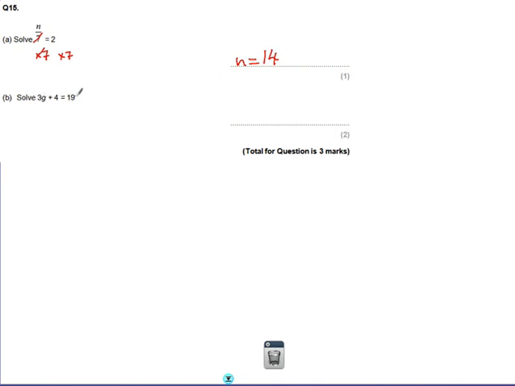Solve 3g plus 4 is 19. Subtract 4 on both sides, and 3g is equal to 15. That cancels out. Divide by 3 on both sides. G is equal to 5. So G is equal to 5, as these two will cancel out.